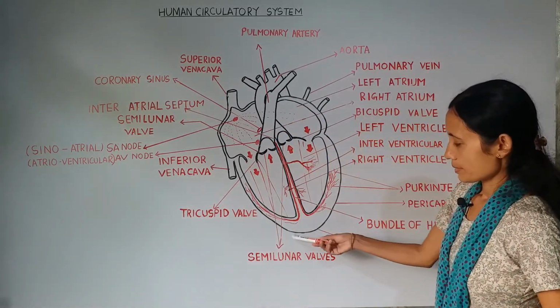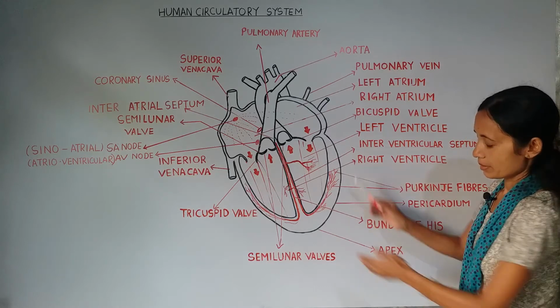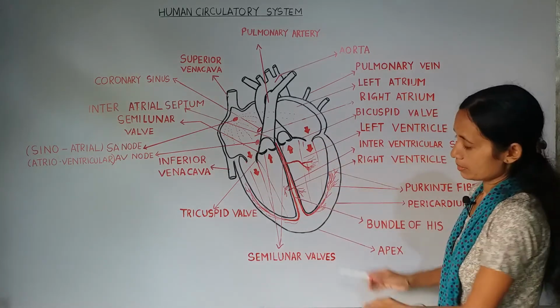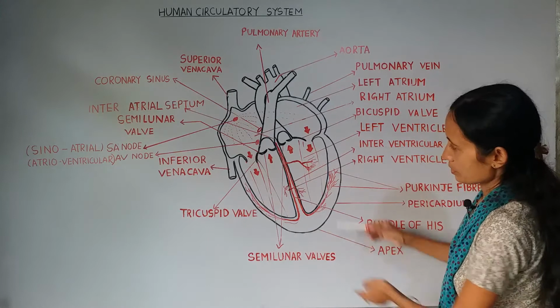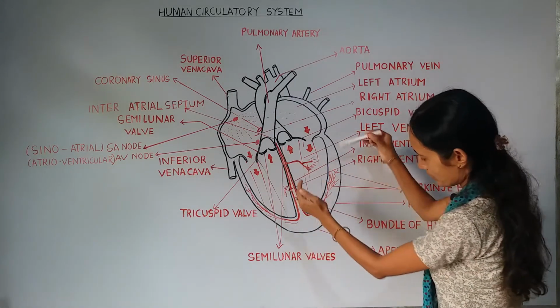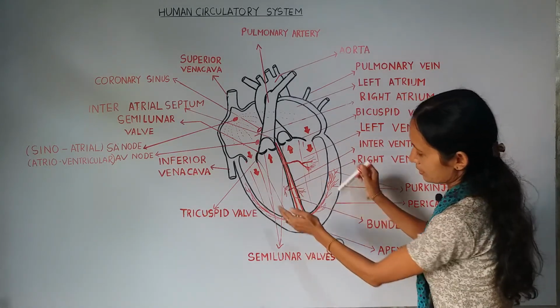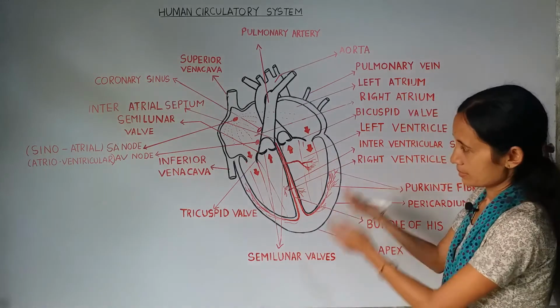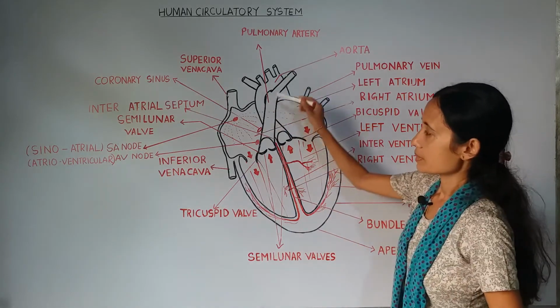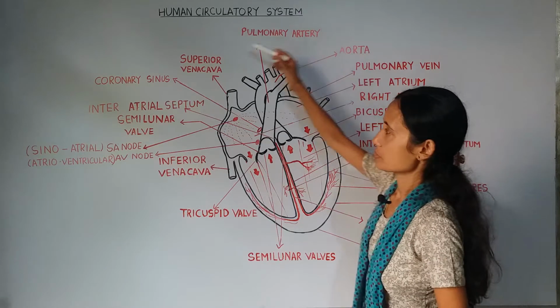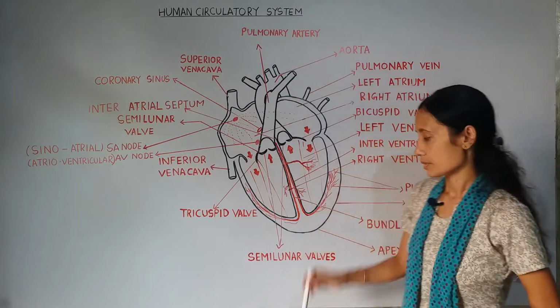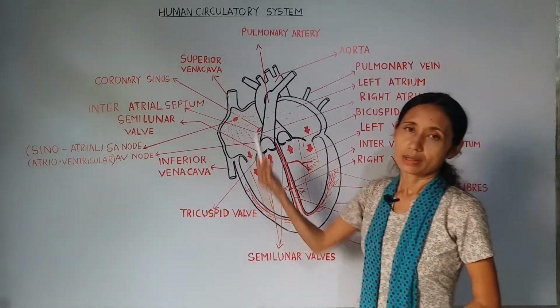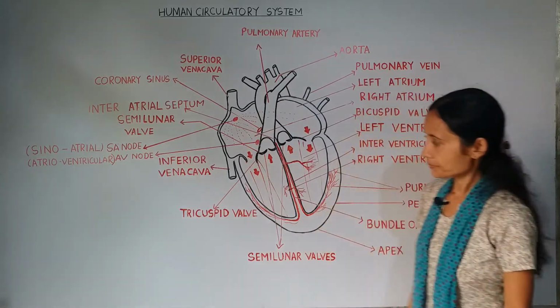Now let's see here, it is the apex, and the apex is facing downwards. We have the diaphragm here, so the apex is pointing downwards, and it is also facing towards the left side. This is the left side, and the base of the heart is facing upward and pointing towards the right side. So the apex is downwards and the base is upward.